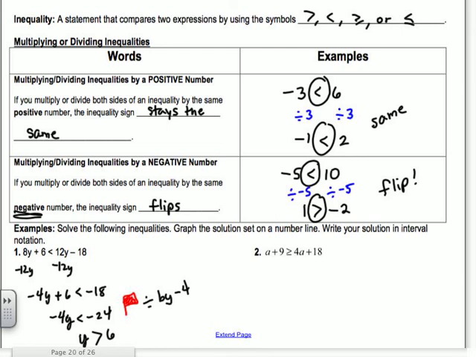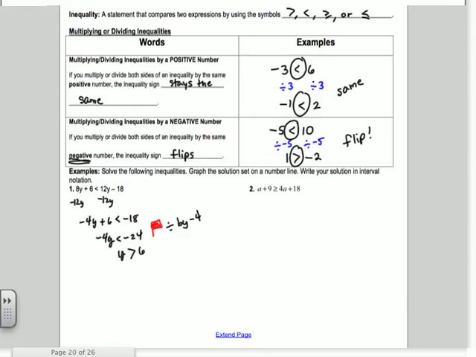Okay, if you're going to graph this on a number line, you put 6 on your number line. You want everything greater than it, so open circle and everything on the right. So in interval notation, it would be parentheses 6 to infinity, parentheses. Okay, you guys try the next one.